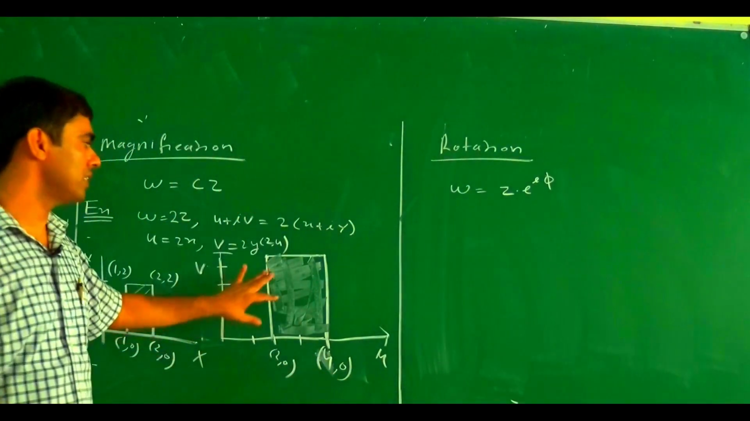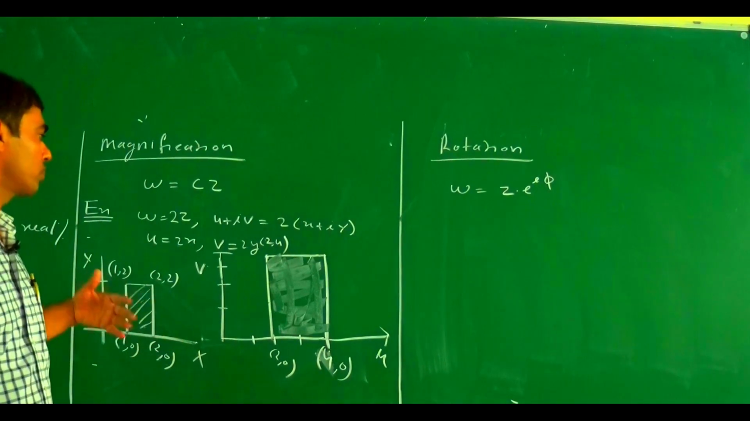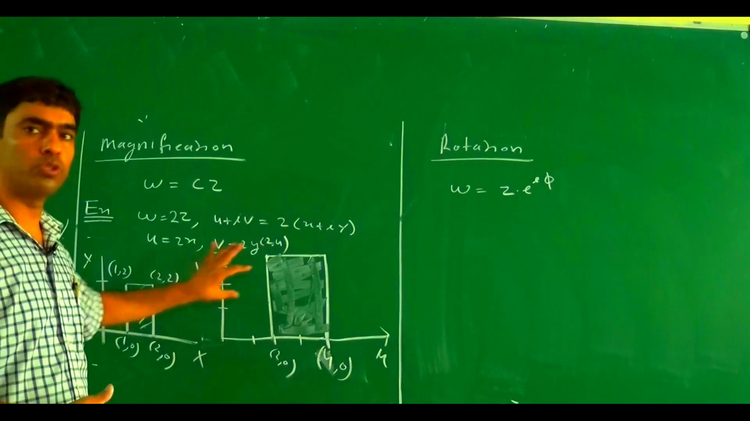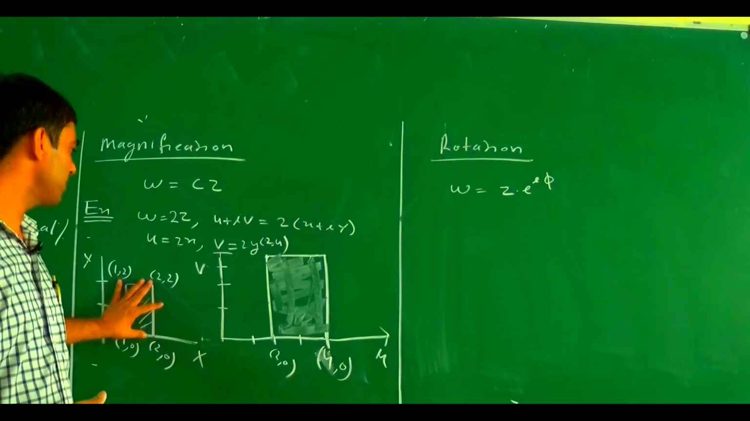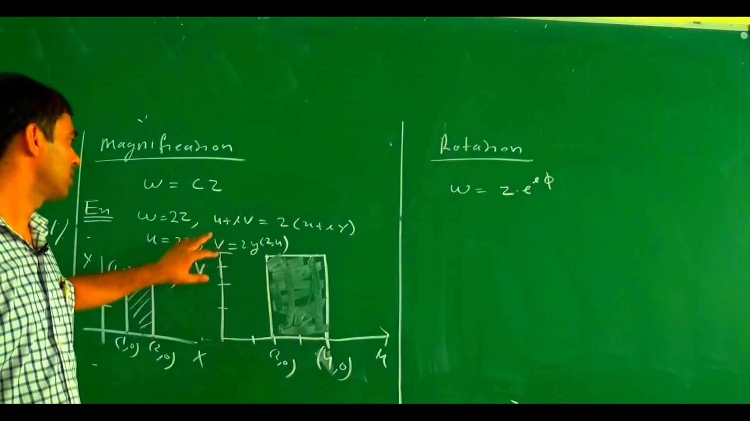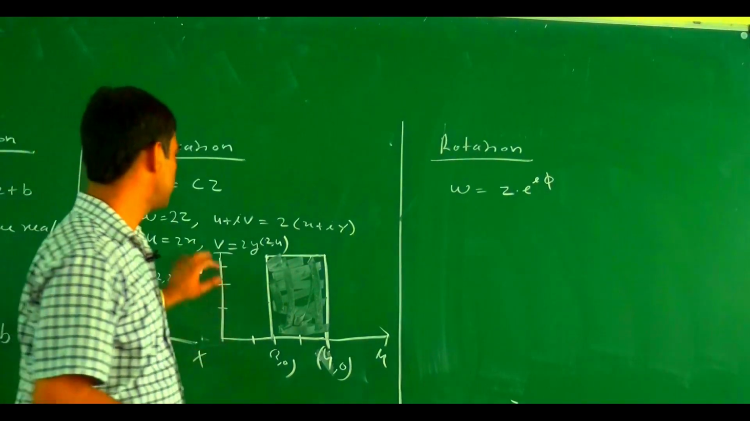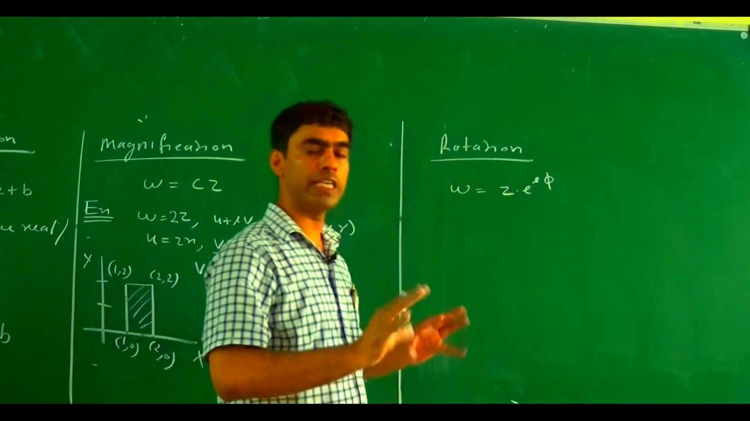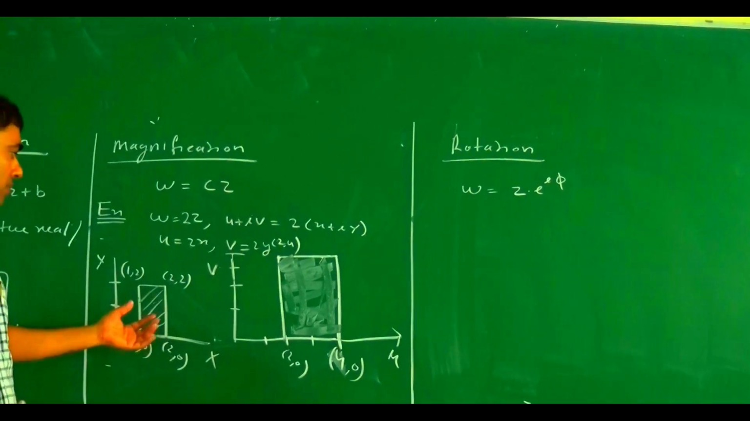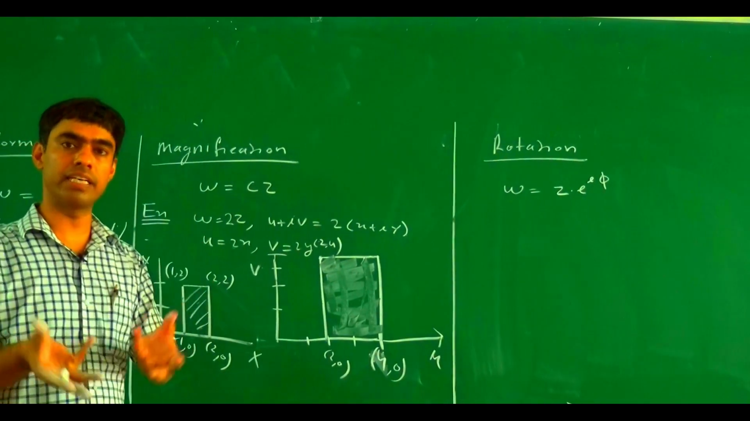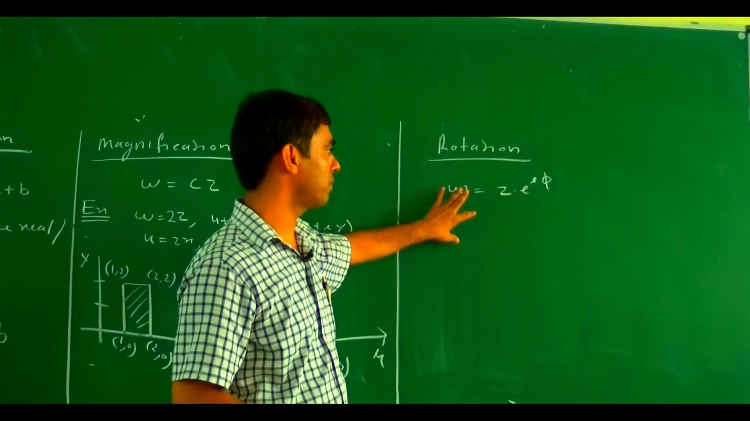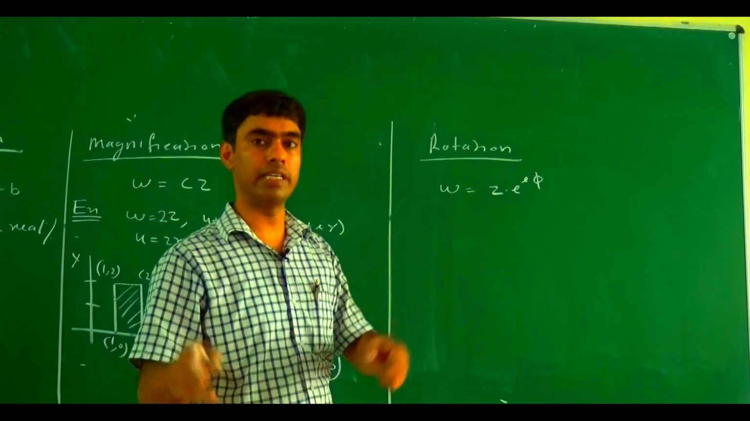This one magnifies the image. The first one translates the image. Translation is also called shifting, shifting from one place to another place. And this one is magnification, meaning the image will be magnified if we use this type of mapping. Image will be rotated. How do we rotate the image? If we use this type of mapping, then the image will be rotated.